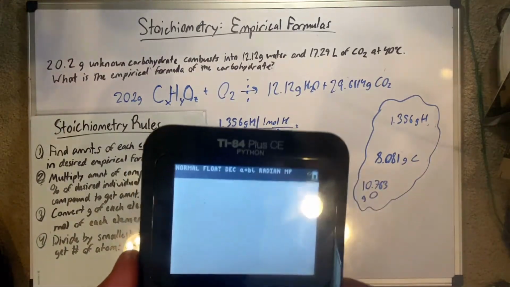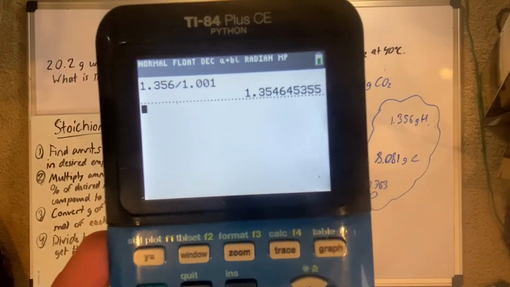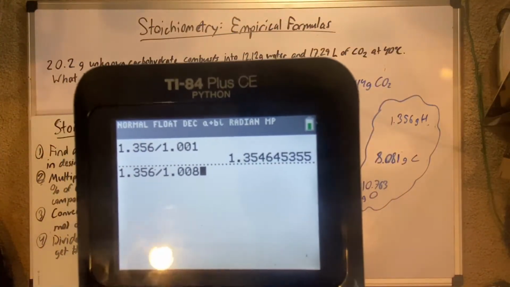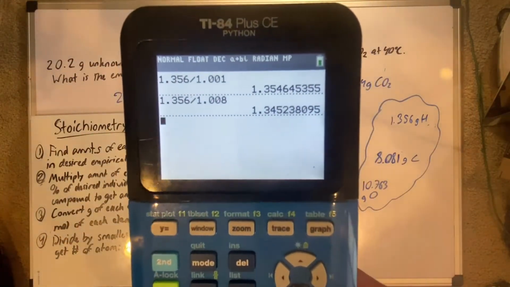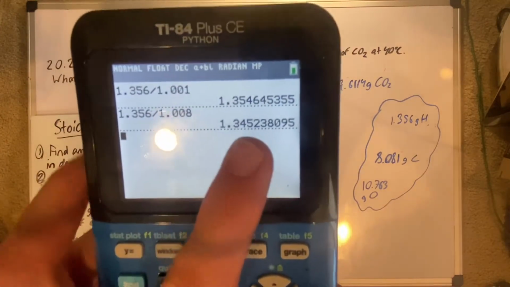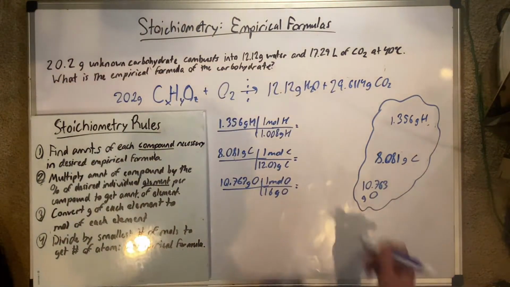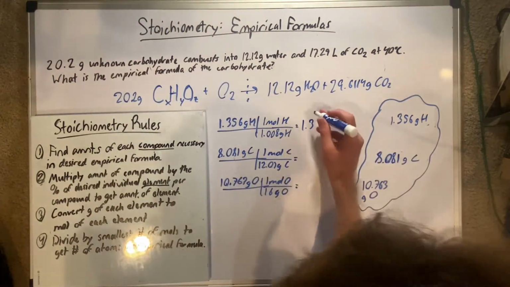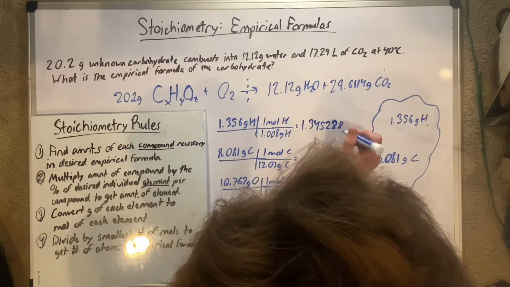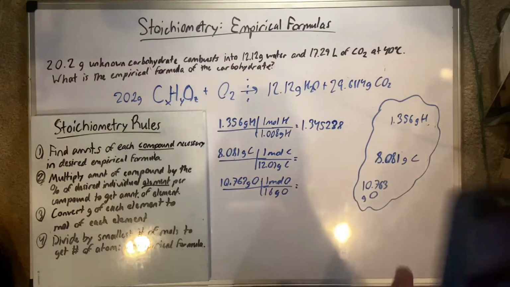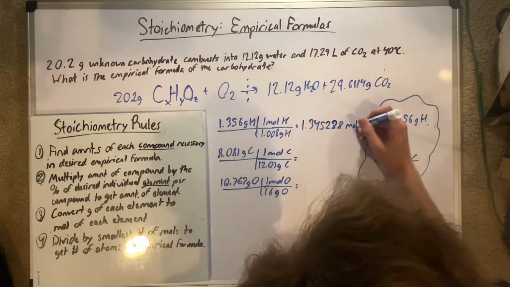So now we'll just plug everything into our calculators. 1.356 divided by 1.008, that's 1.345238. Okay, just try to be as exact with this number as you possibly can. So that would be then moles of hydrogen.